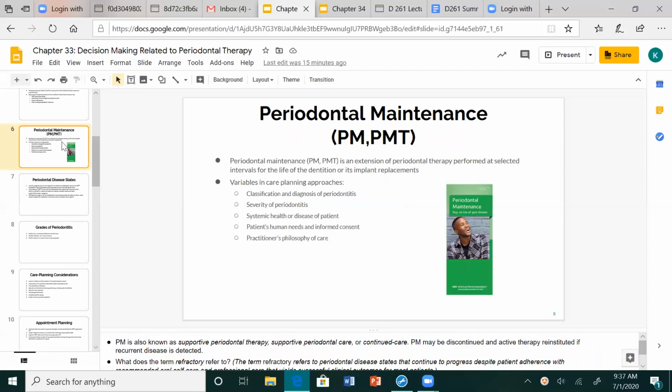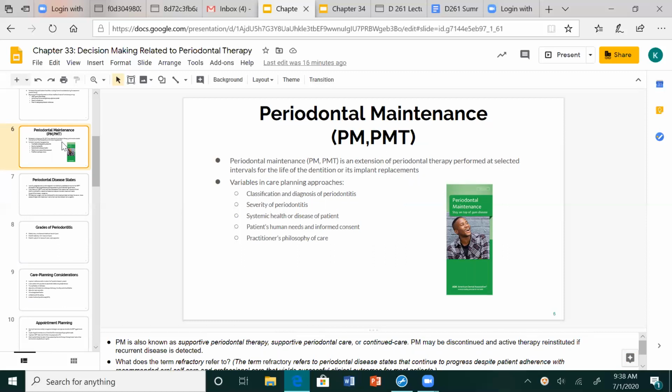So periodontal maintenance, usually it's abbreviated with PM or PMT. This is going to be an extension of our periodontal therapy. So basically this is going to be at the end, after we've root planed someone, or if they've had surgical treatment in the past, any kind of gum treatment in the past, this person should continue to be on periodontal maintenance.